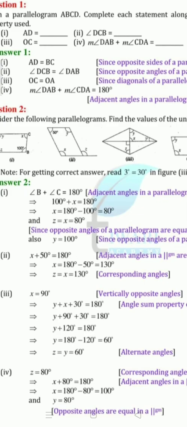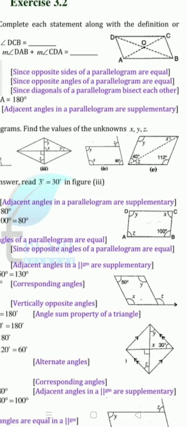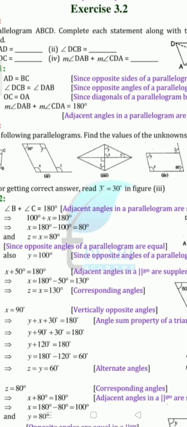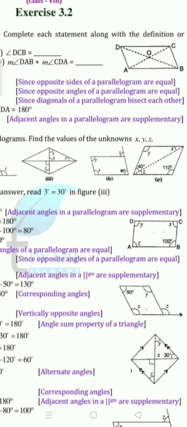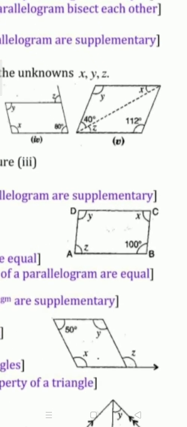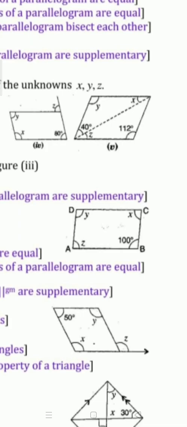Clear? Now over here, similarly, you remember opposite angles of a parallelogram are equal. So if angle B is 100, angle D will also be 100, and if angle A you found is 80, then angle C will also be 80. Clear? So this way you can find the values of x, y and z by just using the properties of a parallelogram. Now let's go for the next sum.